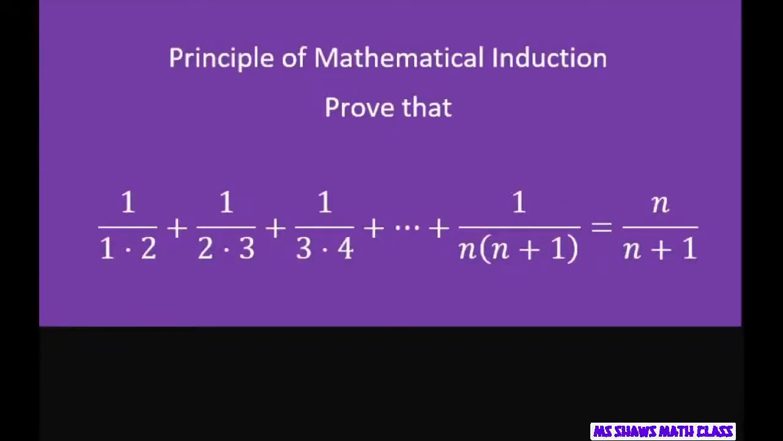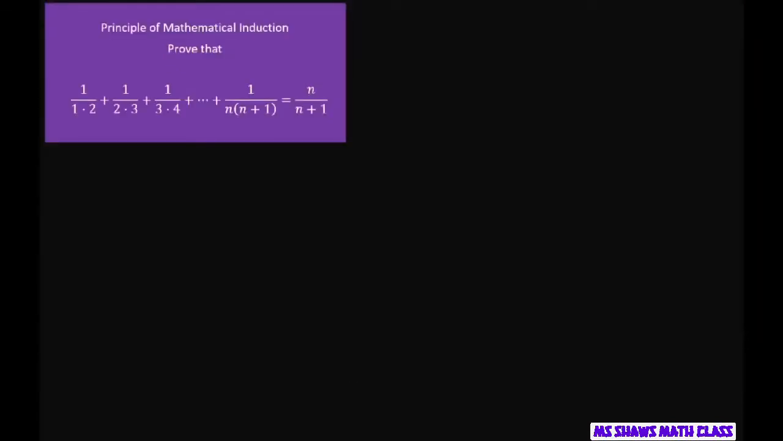Hey everyone, we're going to use the principle of mathematical induction to prove this statement is true: that the left-hand side equals the right-hand side for all n that belongs to the positive integers, that's double Z. All right. So the first thing you have to do is there's two steps.